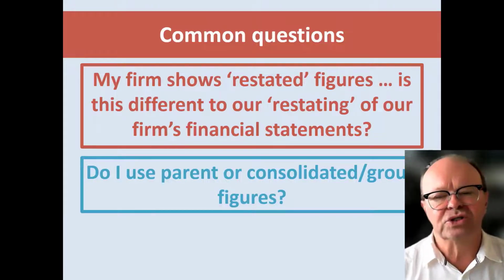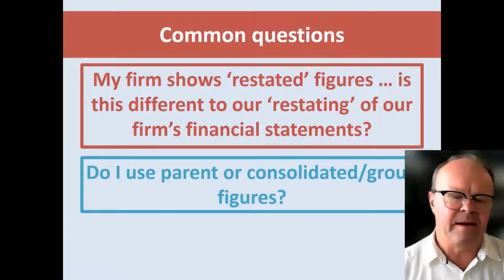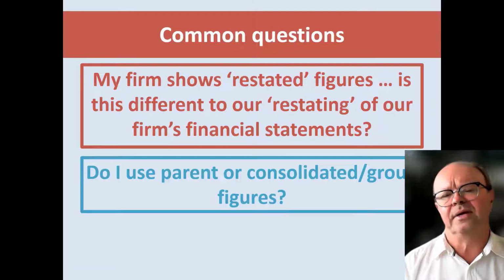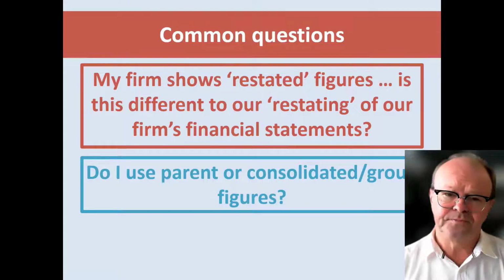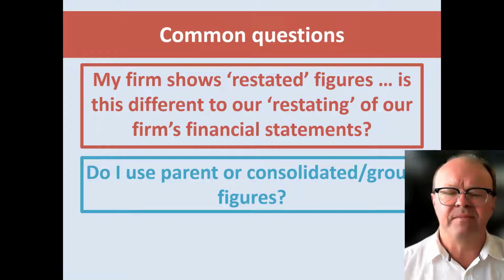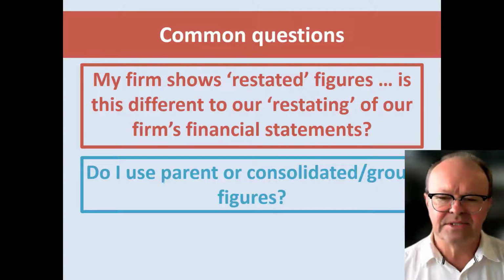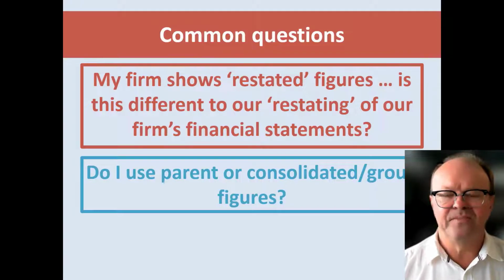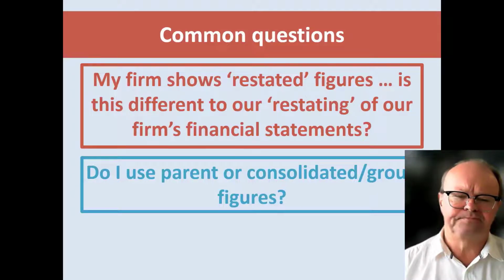Do I use parent or consolidated group figures? Some people have their company or parent company accounts in their annual report as well as the consolidated or group accounts. Sometimes they're in the footnote. Sometimes they're more prominent, and quite often they're not there at all. But for those who do have the parent or company accounts, we don't use those. We use the consolidated accounts, like with Ryman Healthcare, the consolidated income statement, or the consolidated balance sheet, or the consolidated statement of financial position. So they're the group accounts.